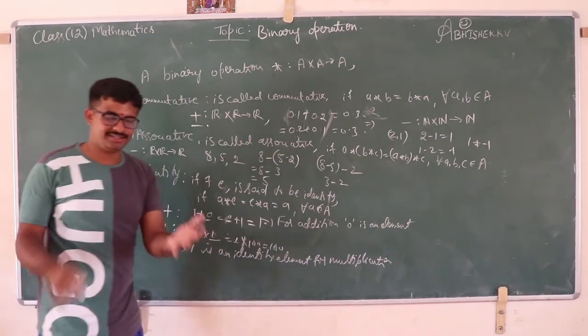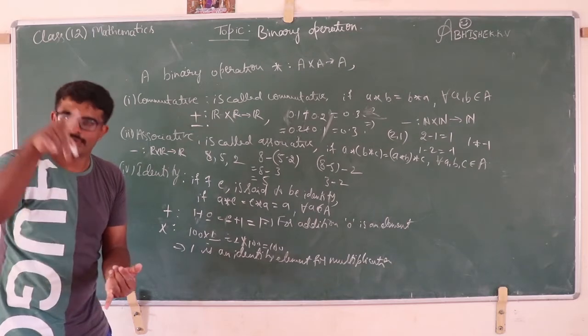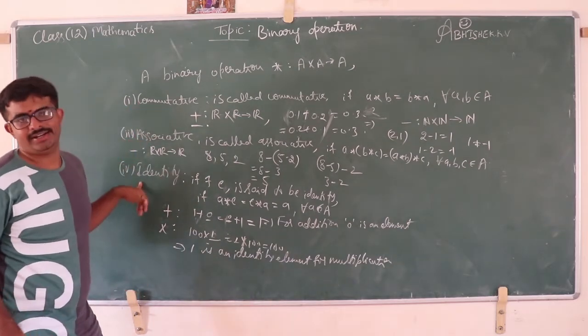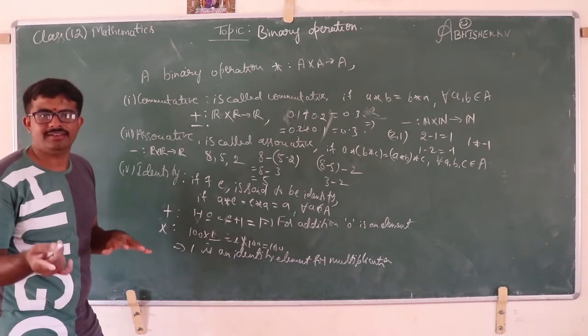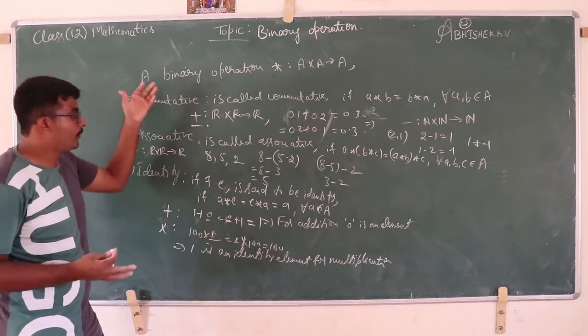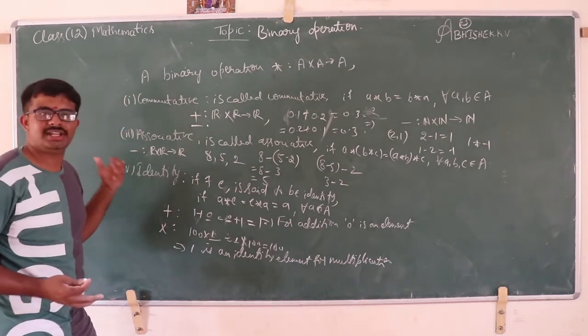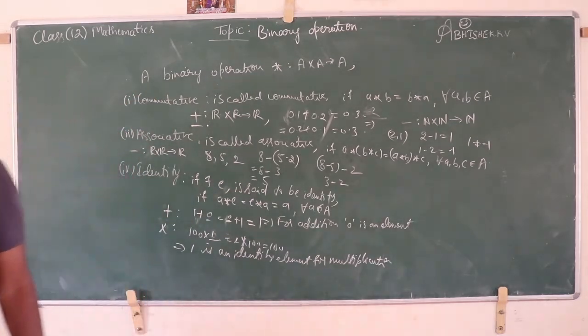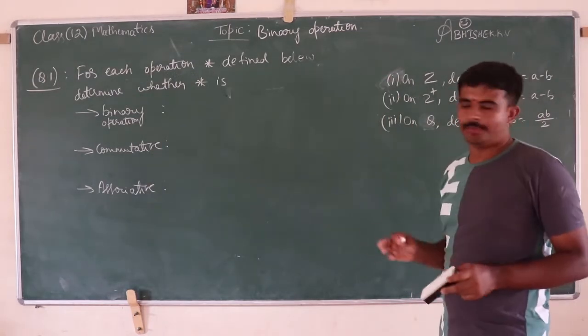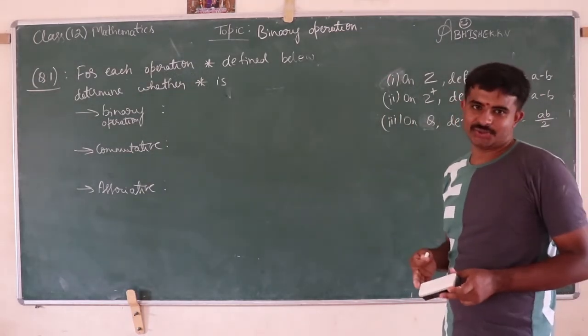So what did we learn? The definition of binary operation. From that binary operation we define commutative, associative, identity. You may get a question to define binary operation, or you may get problems on commutative, associative and identity. Yes, let us move on to the problems on the binary operation, commutative and associative.